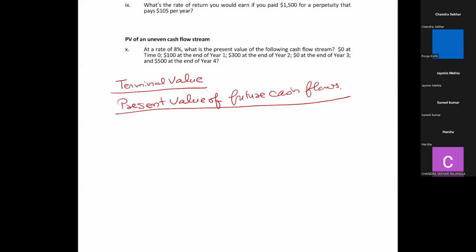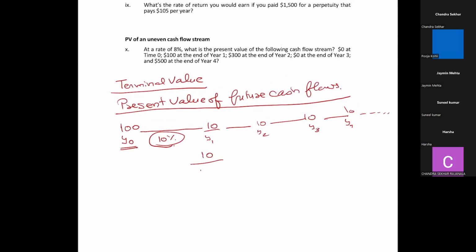So if I have to invest, if I have to get 10 rupees every year, year 1, year 2, year 3, year 4, and forever, how much do I have to invest if the interest rate is 10%? So today I have to invest 100 rupees in year 0. Clear?